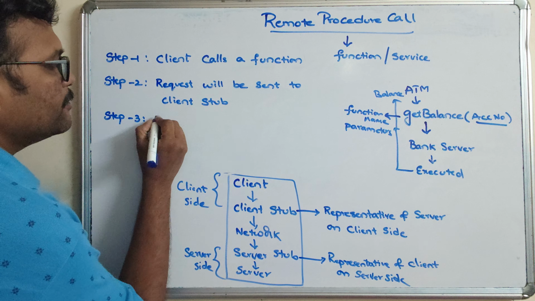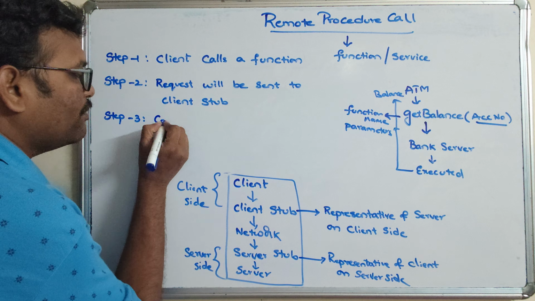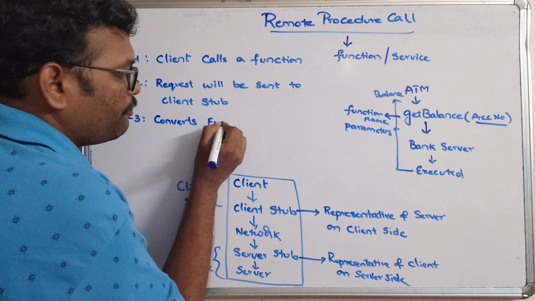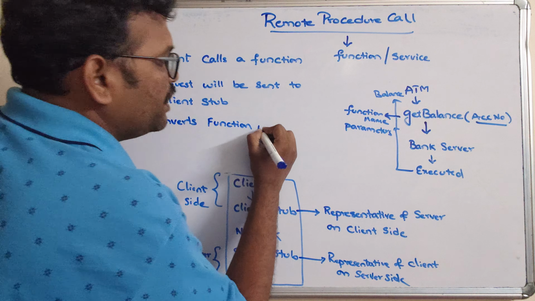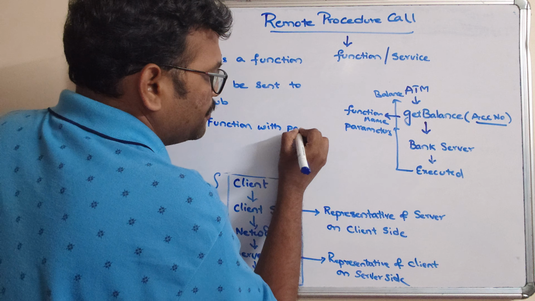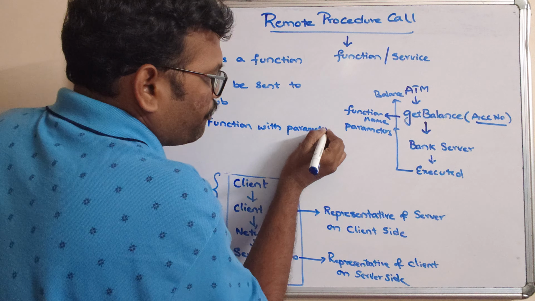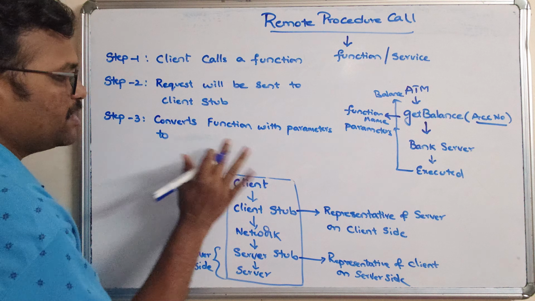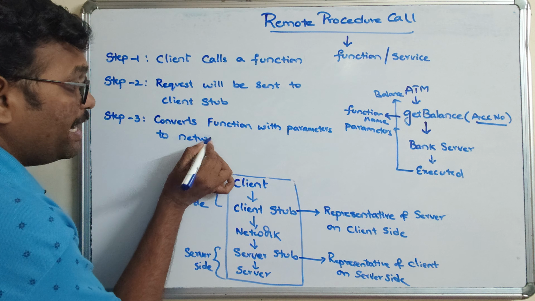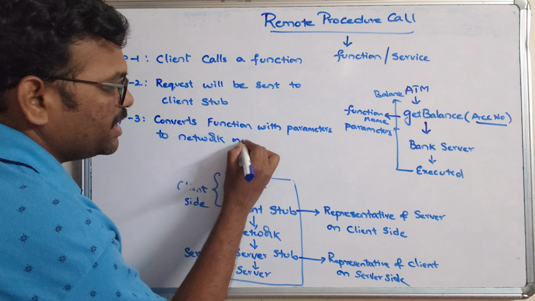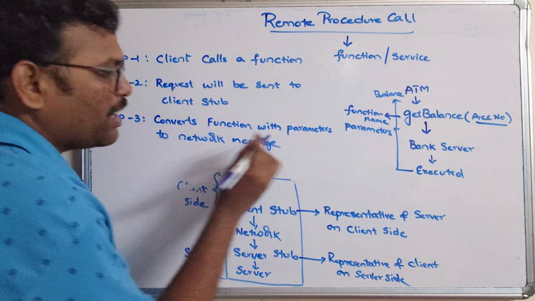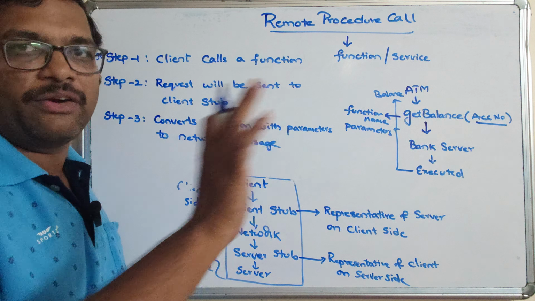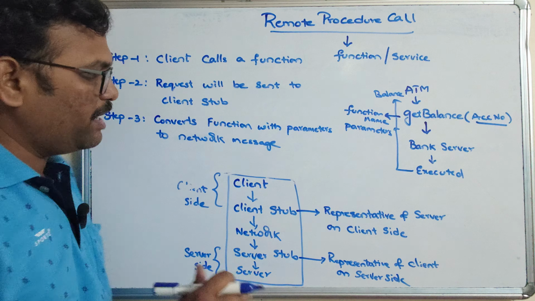So here, it converts function with parameters to message, or network message. So we can simply write it as network message. Unless you convert this particular function name and parameters to the network message, it can't be passed through the network, because it should be passed through the network.